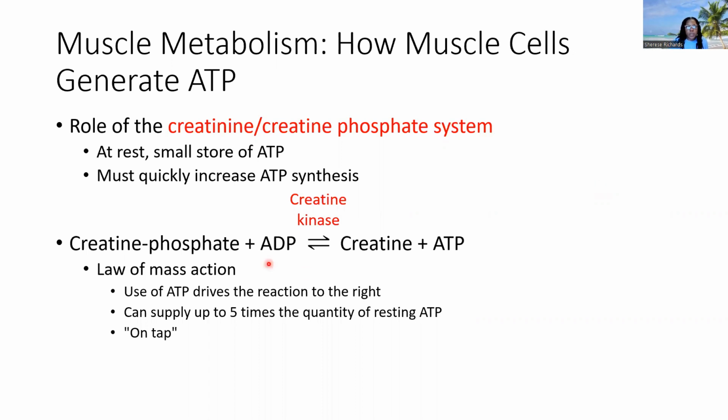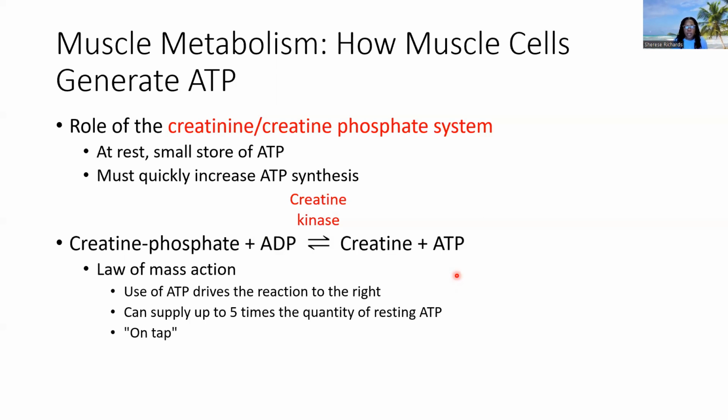So the way that this goes is that creatine phosphate is on the left of our equation here, along with ADP in the unphosphorylated form. Using the help of the enzyme creatine kinase, we can convert this to creatine on the right of our equation along with ATP in the phosphorylated form. So the law of mass action says that we're going to use the more abundant substrates. So on the side of the equation that we have the most abundant substrates, that is going to determine what direction we drive the equation in.